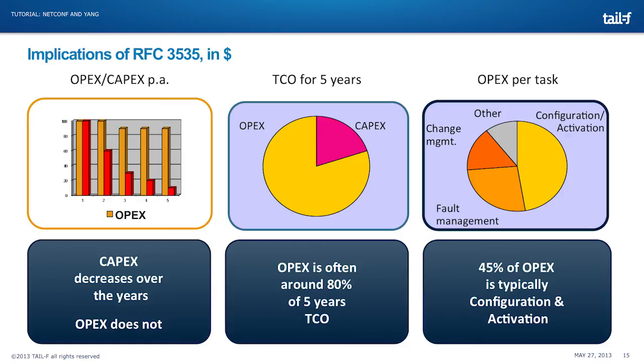If you look at your total cost of ownership over 5 years for a network element, OpEx is typically 80% of the sum of your OpEx and CapEx. And if you look at breakdowns of OpEx per task, in this right-hand box, you can see that configuration and activation tasks are typically 45% of your OpEx. Reducing OpEx has a significant impact for operators of networks.